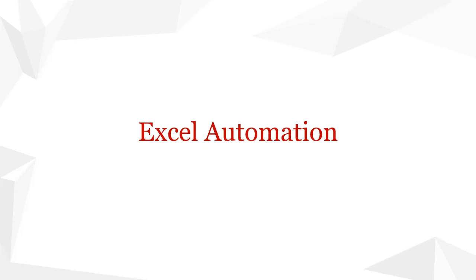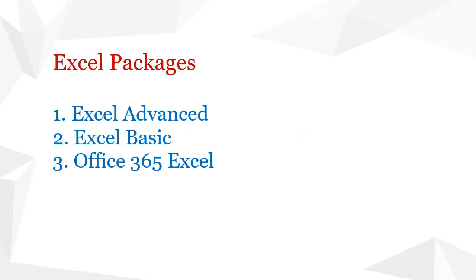Hello, welcome to the Automation Anywhere A2019 tutorial. In this session, we will learn about Excel automation. Automation Anywhere A2019 has three different packages for Excel automation. First is Excel Advanced, second is Excel Basic, third is Office 365 Excel. We will see the difference between all three packages.